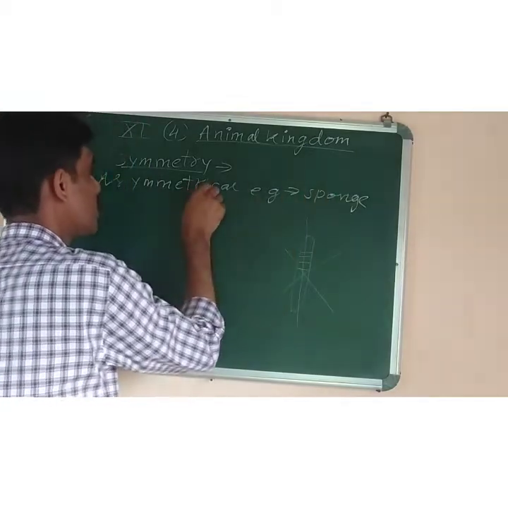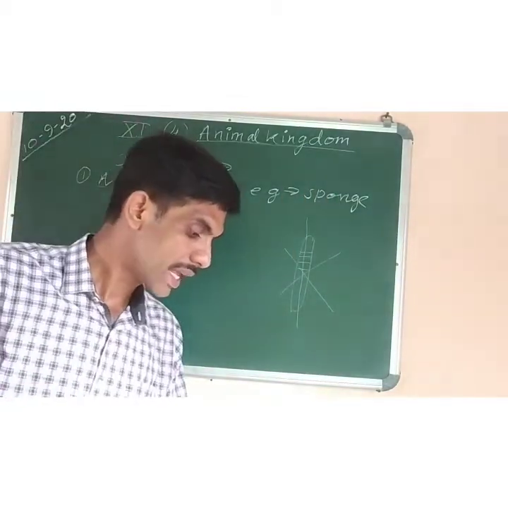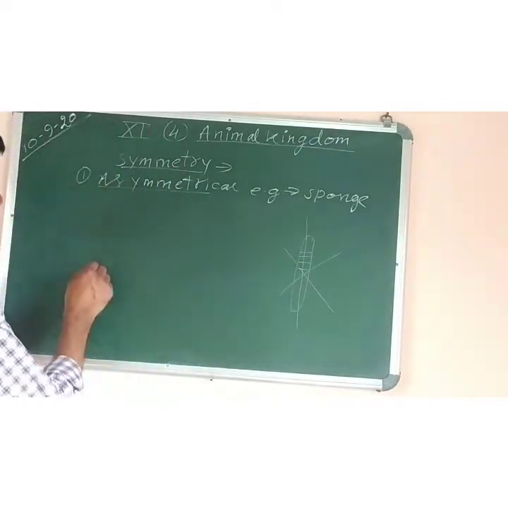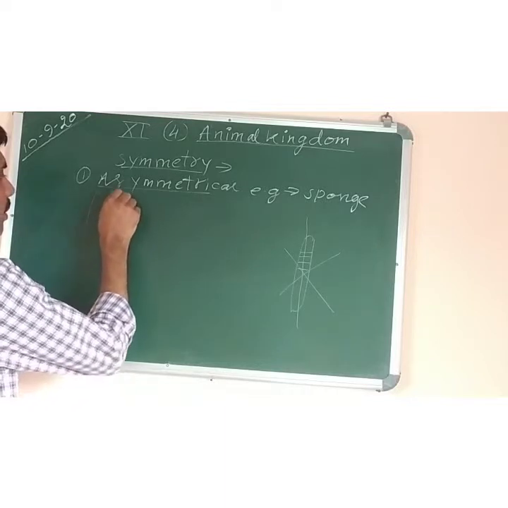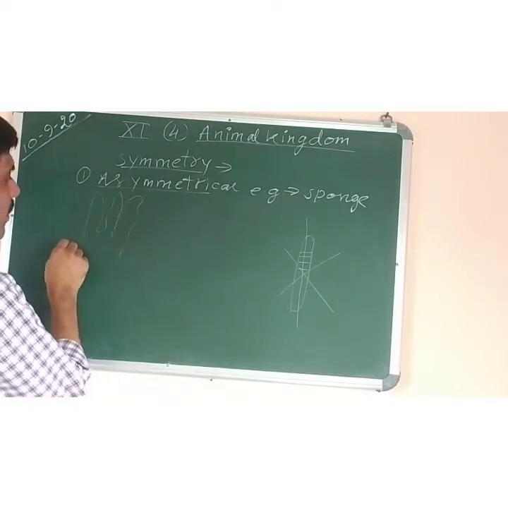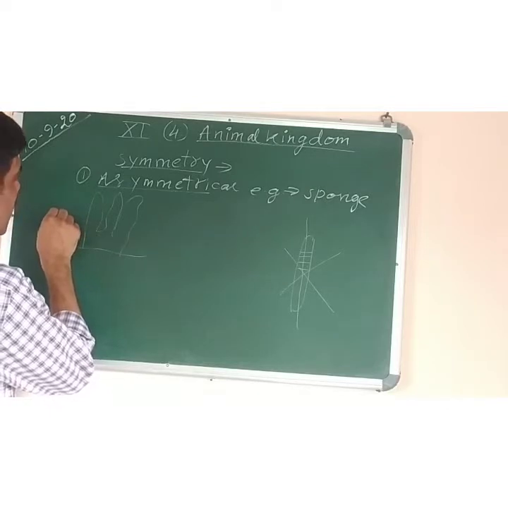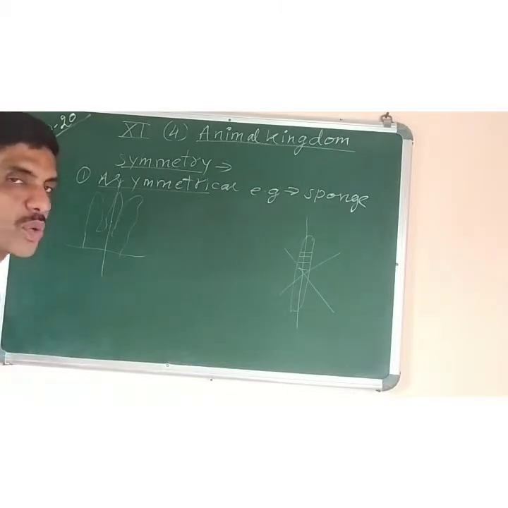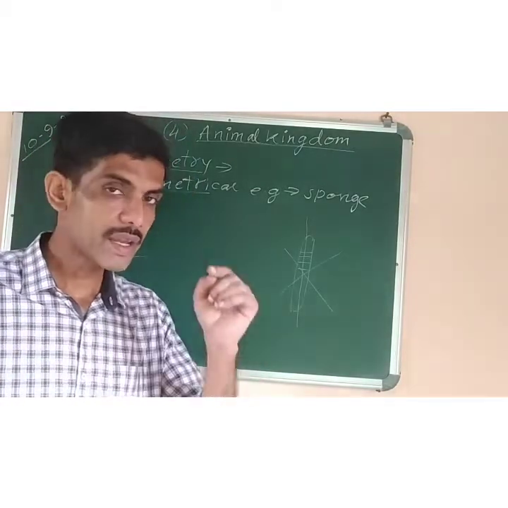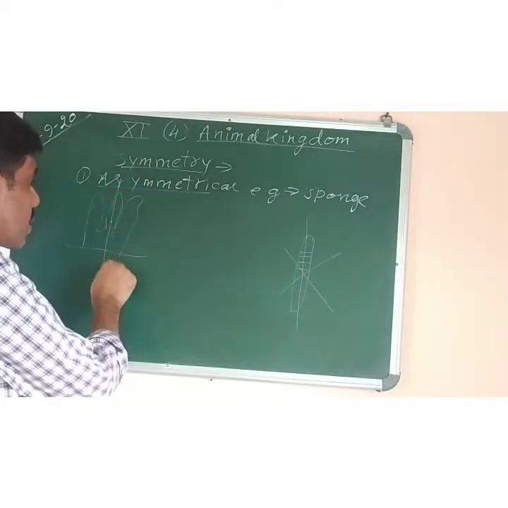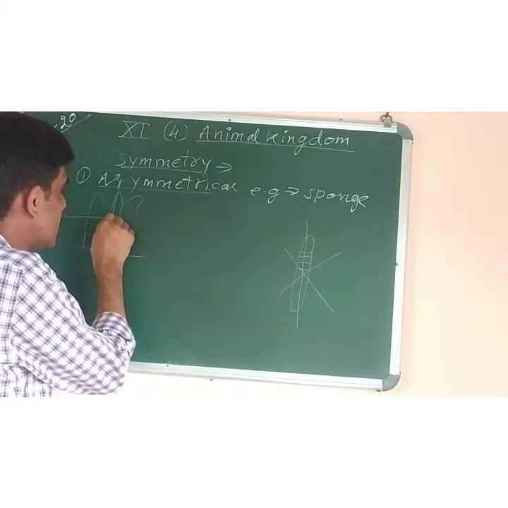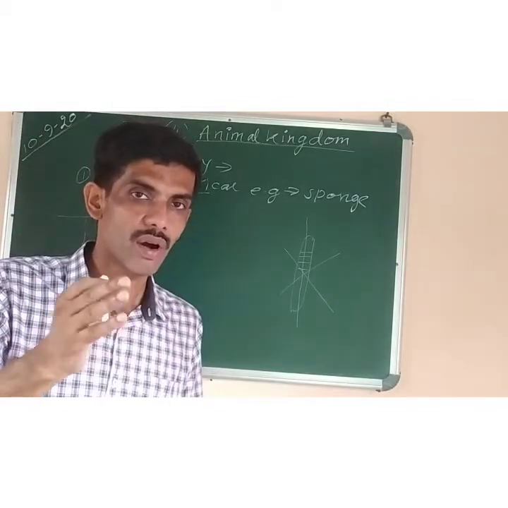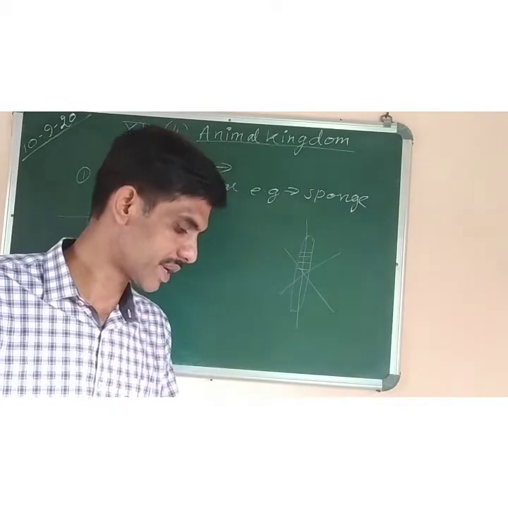So what is the meaning of asymmetrical? That definition you have to learn. Any plane that passes through the center does not divide them into two equal halves. So suppose this one is a sponge I have drawn. Now if any plane is passing through the center, like if this is the center part, if I divide it like this, it will not divide them into two equal halves. This line is called a plane. If it passes through the center, both the body parts which are obtained are not equal or similar to each other. That is called asymmetrical.